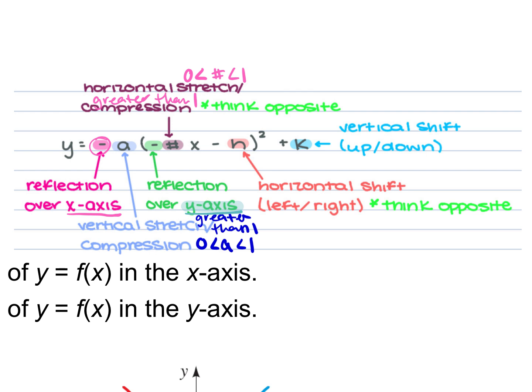If we add or subtract on the inside, it's a horizontal shift left or right. If we are adding, we go to the left. If we're subtracting, it moves to the right. And then if we're adding or subtracting on the outside, it's a vertical shift, so either up or down. If we're adding, we go up. If we're subtracting, we go down.